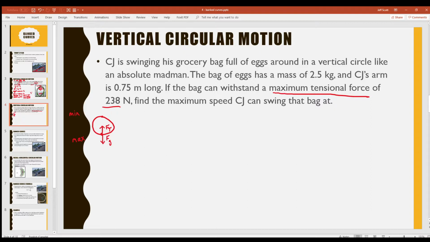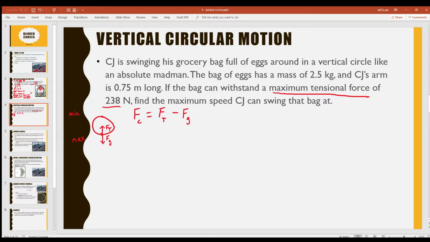Now, if we want to think in terms of centripetal force here, because in these vertical circular motion questions, centripetal force almost acts as a net force, we can think of our centripetal force, Fc, as pointing towards the center of the circle like Ft. So I'll say it's going to be Ft, which is in the same direction as Fc, minus your force of gravity, because your force of gravity is acting in the opposite direction of your tensional force, and your tensional force is acting in the same direction as your centripetal force.